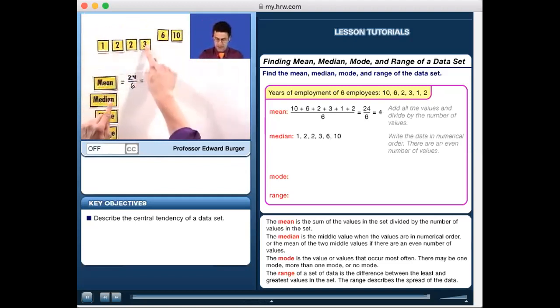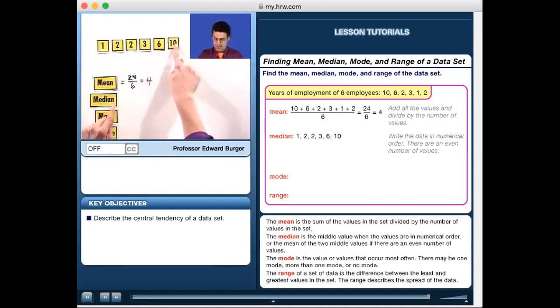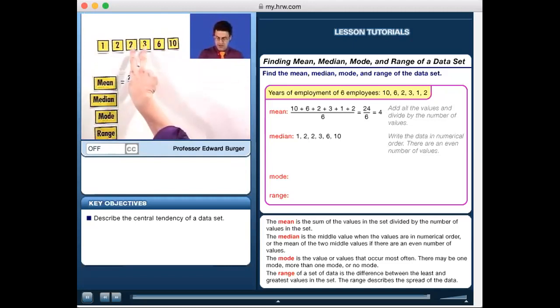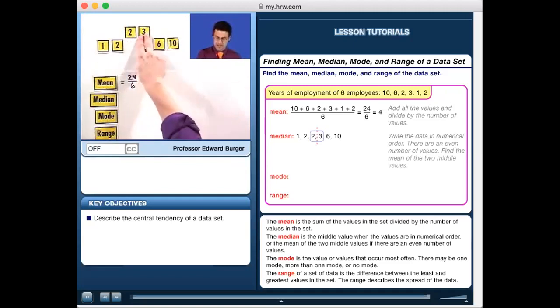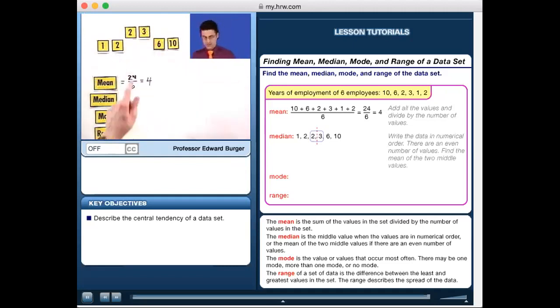And now I look for the number that's right in the center. Well, you'll notice that we have an even number. So since we have an even number, what we do is we take the 2 numbers that flank the actual center and we average those 2. So in this case, we take the 2 and the 3 and we average those 2 by finding their mean. And so we add them up and divide by 2 and we'd see 2.5.